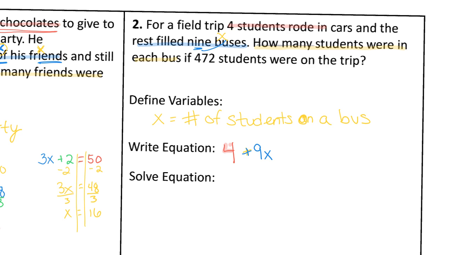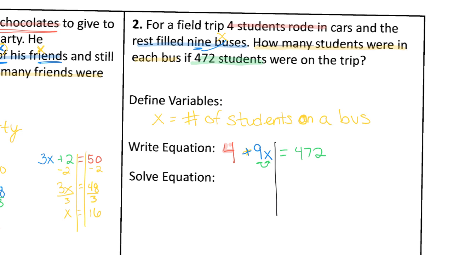Okay. And how many do we have in total? What's our total amount? Our total amount is 472. Does that make sense? So we started with 4 people in cars. The rest filled 9 buses. Remember, X is the number of students on each bus. So that's why you do 9, because there's 9 buses and the number of kids on each bus. And it equals the total amount of students.